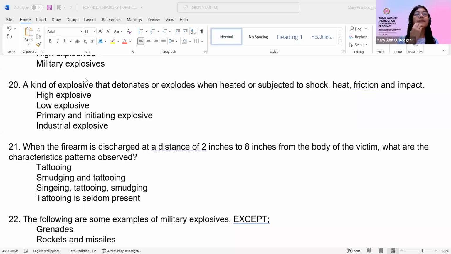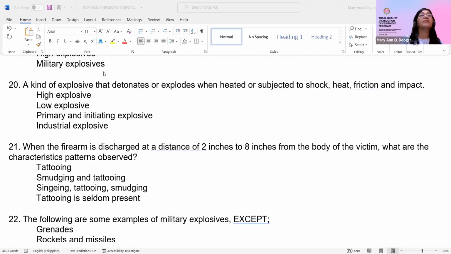Okay, letter primary and initiating explosives. Okay, so initiators, primary and initiating explosives. Low explosives. Tama. Okay, so primary explosives yan. Kasi low explosives burns and then producing oxygen. Sa high explosives, sobrang bilis naman niya. Okay, it's primary and initiating explosive.